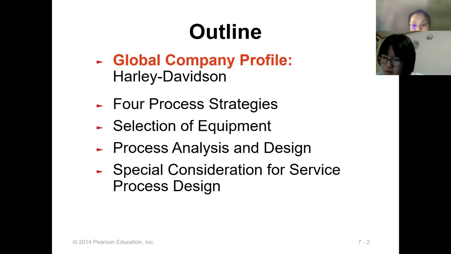So in order to make the motorbike, they must have processes. So the product is motorbike. So the process is which process? That's when we say we have, in general, 4 different process strategies, which we'll introduce to you later on.